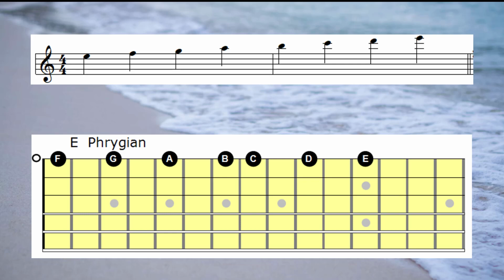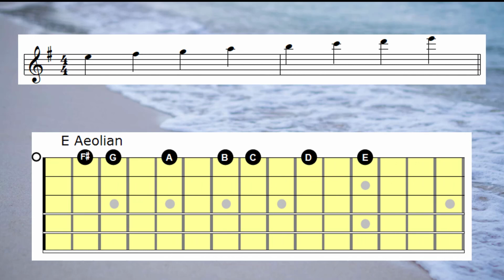The next step is that we're going to convert this E Phrygian mode to an E Aeolian mode. And the way we're going to do that is simply by adding an F sharp. The Aeolian mode is the 6th degree of a major scale.